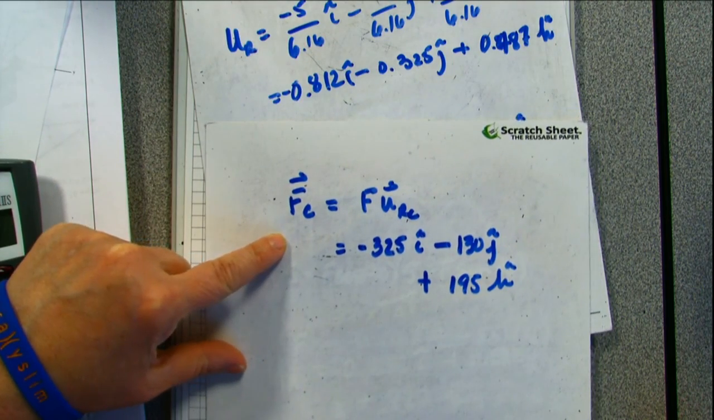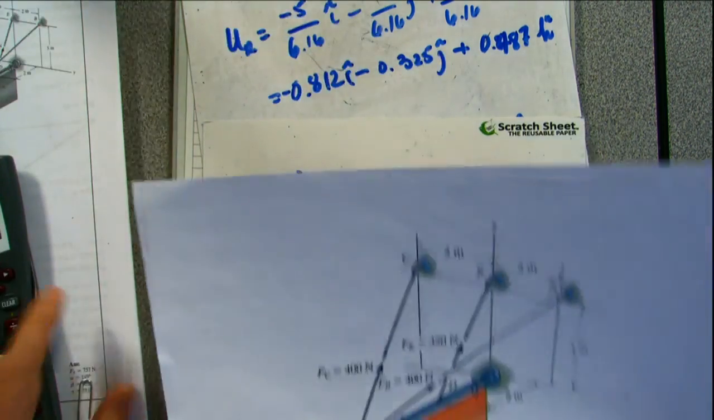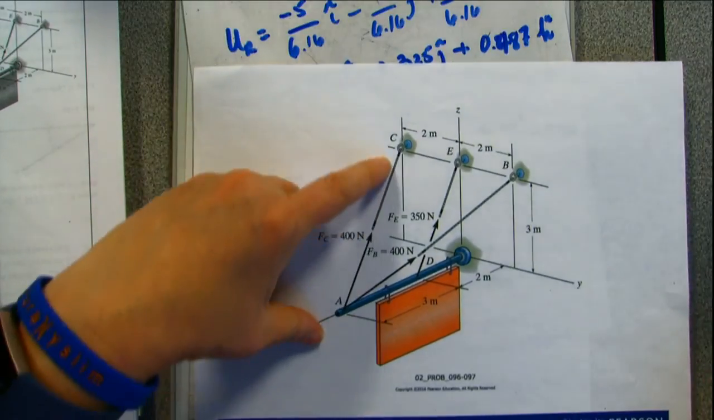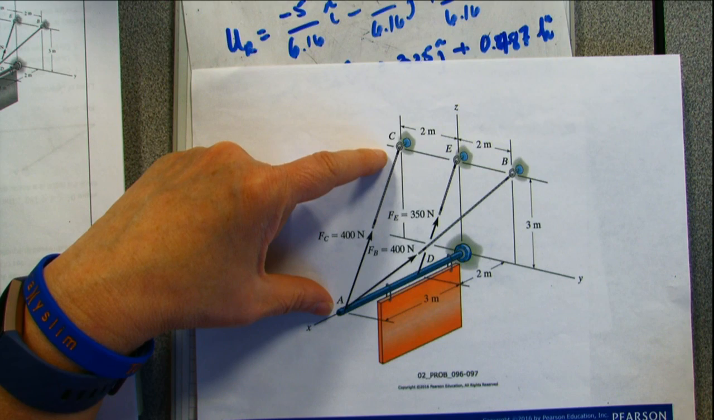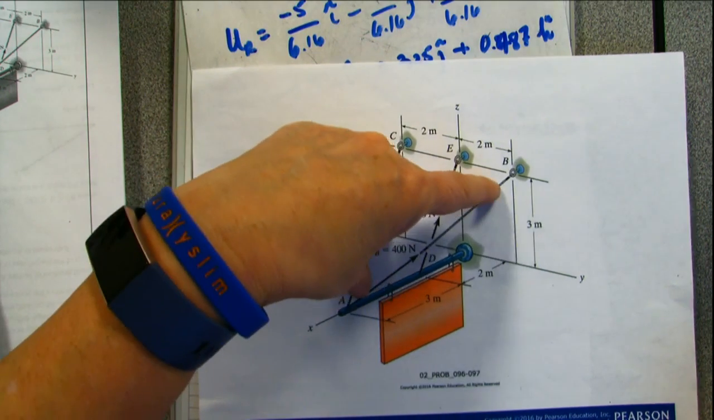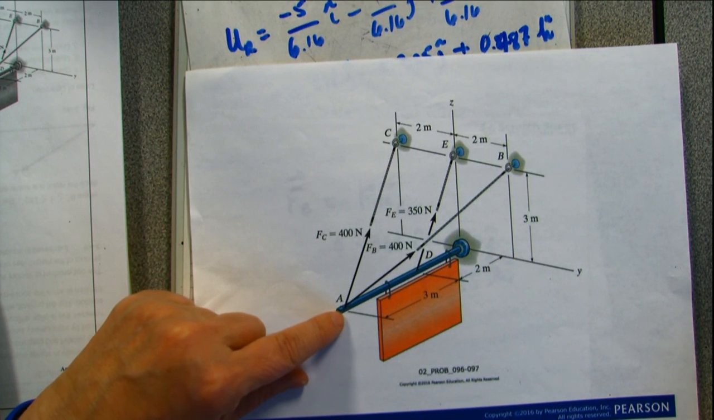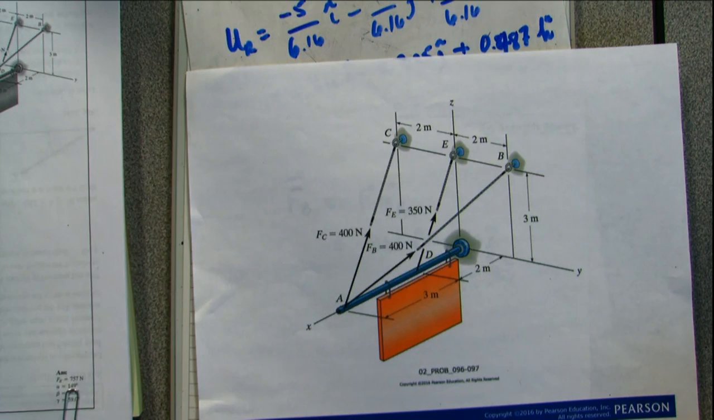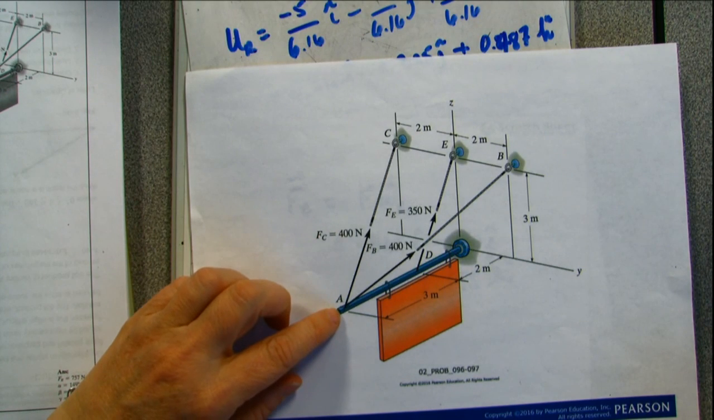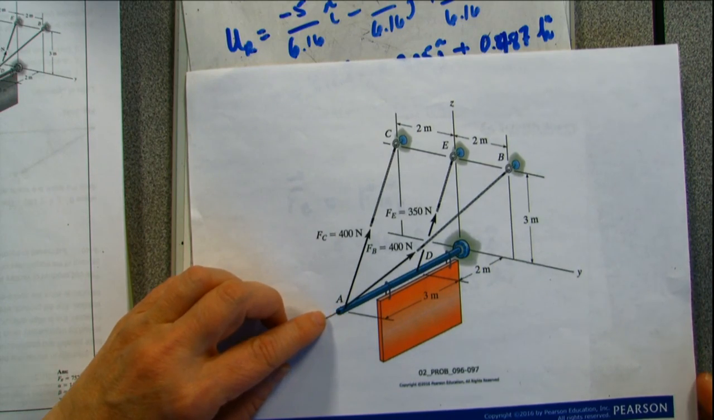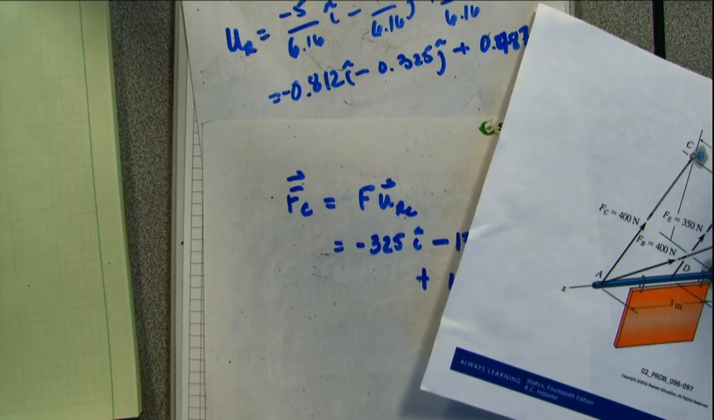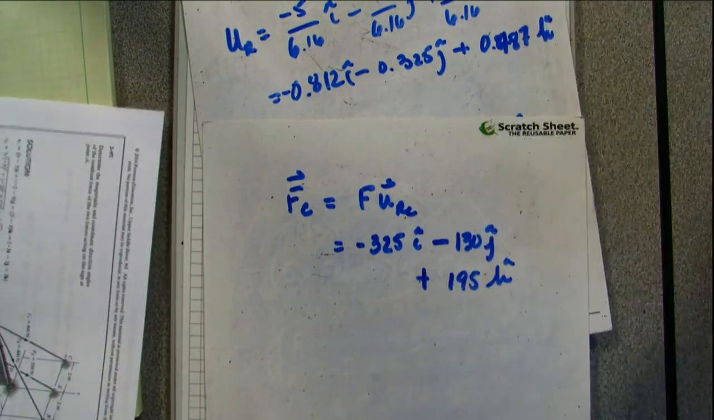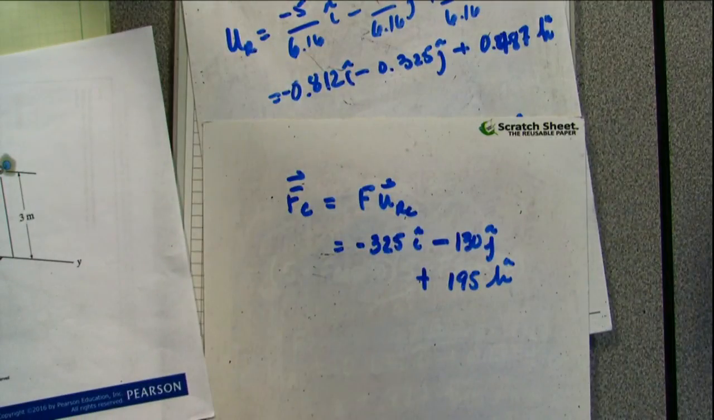So that's what you're after when you're trying to work these things. You want to get that unit vector along this, and then you can find the resultant force at point A. Is that making sense? The real trick comes in figuring these things out. Okay, so here we go.